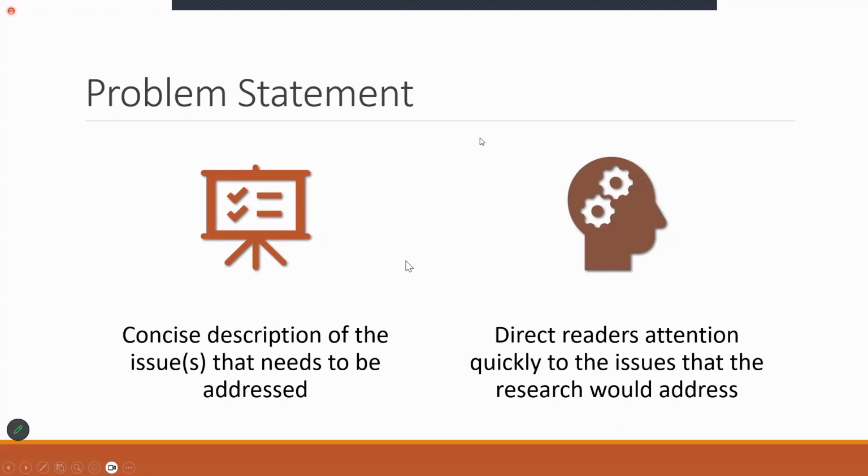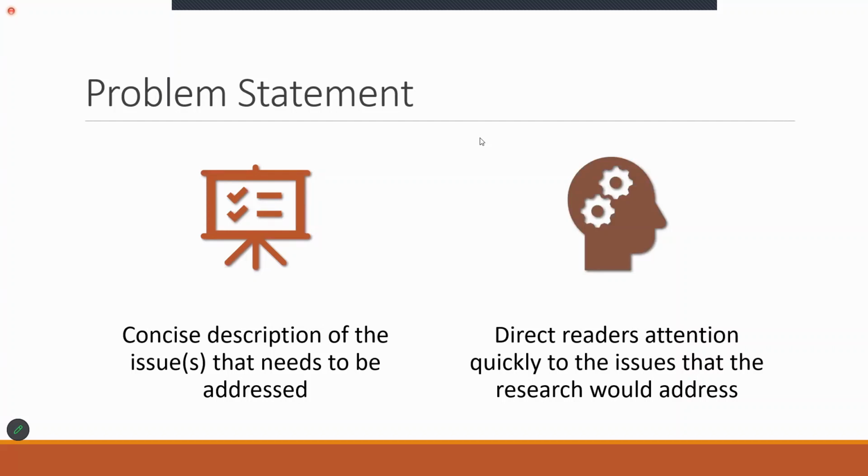Problem statement. By the time you reach the problem statement, you all have provided a background to your study, background to your research. And then next is the problem statement component. Within the problem statement, we are going to give a concise description of the issues that need to be addressed.